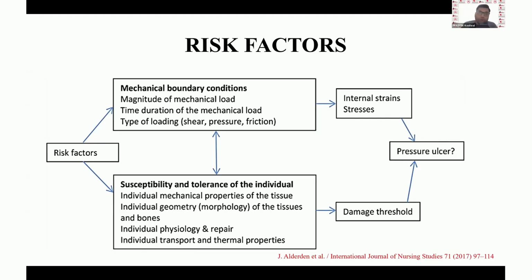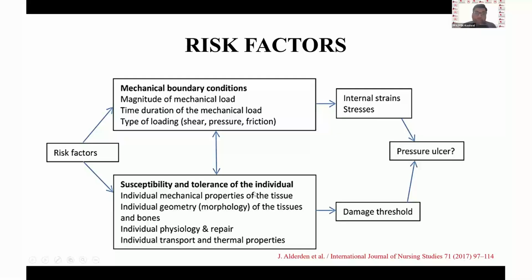When you take your patient up and down, as you say, today please move the patient up. So if you are dragging, this is called shear stress. Pressure: the patient is bound to that pressure for a prolonged time. Friction: going up and down, as neurological patients slide down again and again. This is called friction of that skin area. So these are the internal strain and stresses.